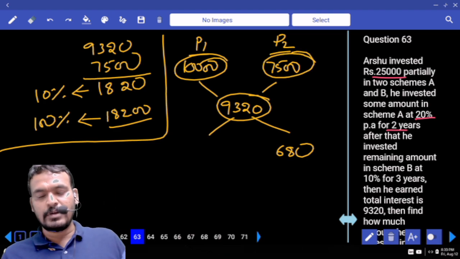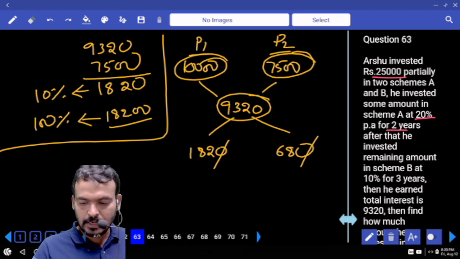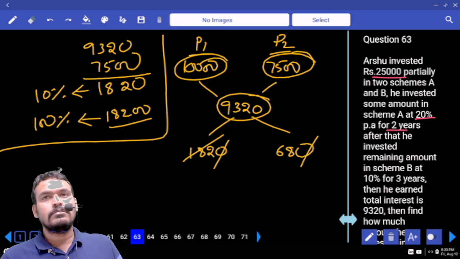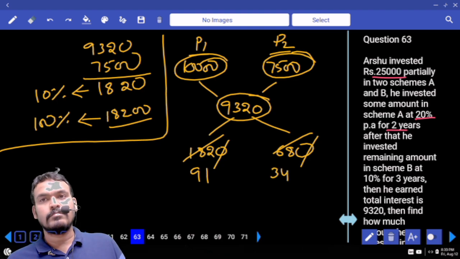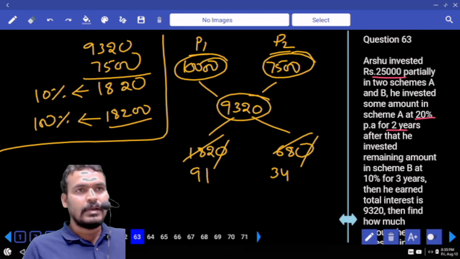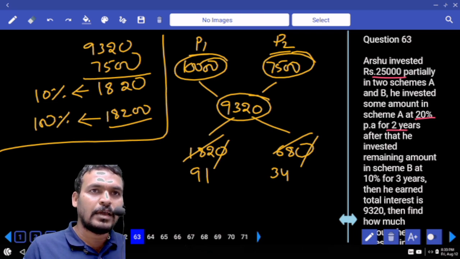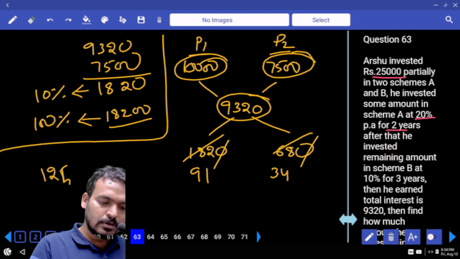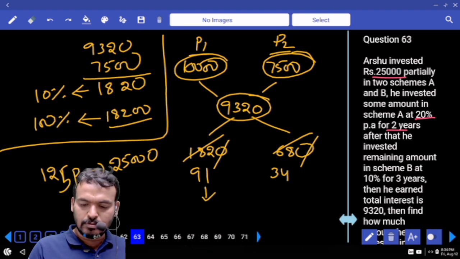9,320 and 7,500 difference: 1,820. 18, 20. The zeros cancel. Okay. Two how many times? 91. Two how many times? 34. Any common value? 91 is to how much? 34. Total? 125 parts. That 125 parts equal to how much? 25,000. Means it is 200 times. 91 into 200. 91 into 200 is 18,200.